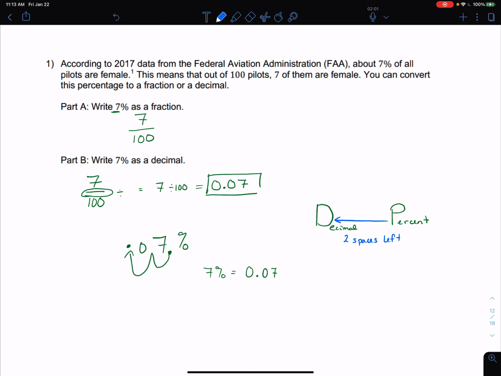And we can actually reverse it as well. If we start out with the decimal and want to go to a percent, we can use a shortcut and move that decimal point 2 spaces to the right. So if we think about the decimal 0.07, if I wanted to get this as a percent, I would bump that decimal point 2 spaces to the right, and it would give us that 7% back.